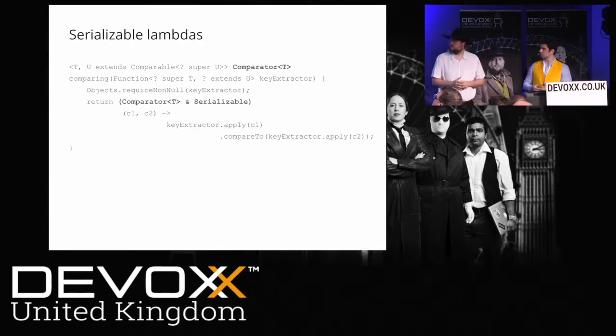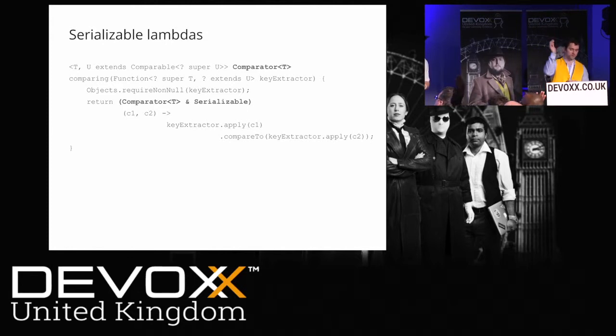So you may have noticed the intersection type used also as a trick to make lambda expressions serializable. Who is using Java 8 in production these days? Fantastic.